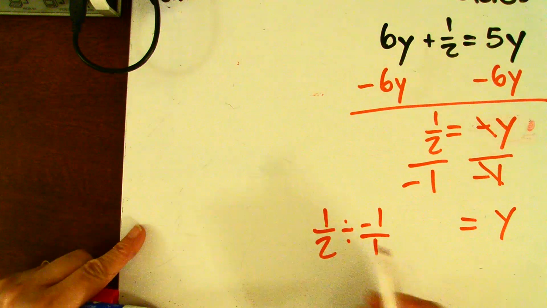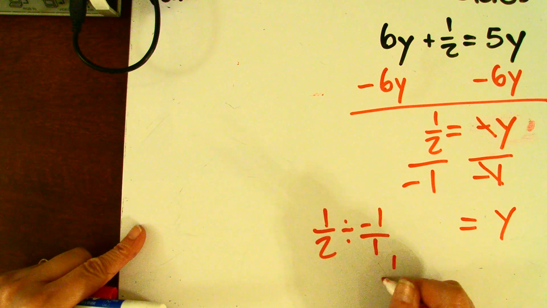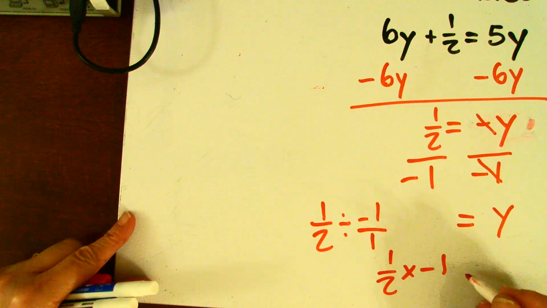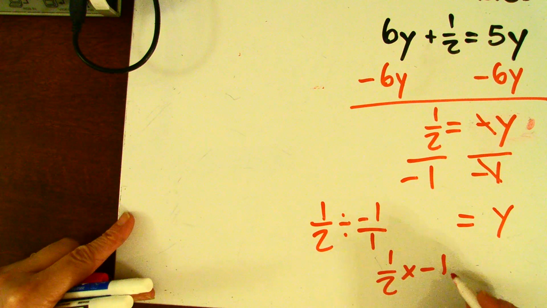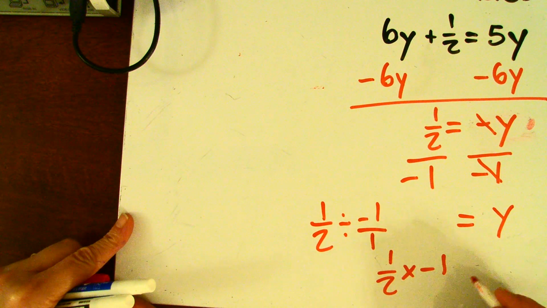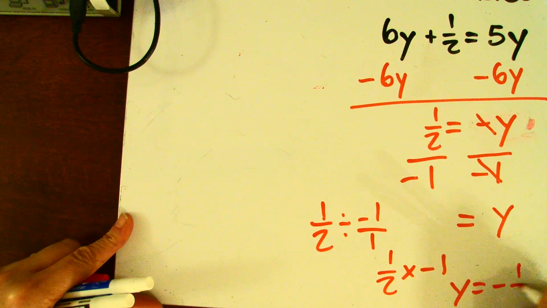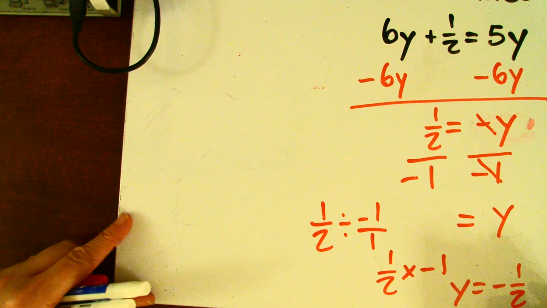That's going to be the same thing as 1/2 times negative 1. So 1/2 times negative 1, or 1 over 1. Positive times a negative is a negative, and any number other than 0 times 1 will give me that number. So my answer is going to be y equals negative 1/2. Now let's go ahead and plug that into the original equation to see if this is the solution.